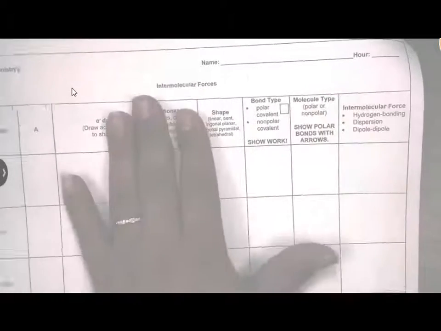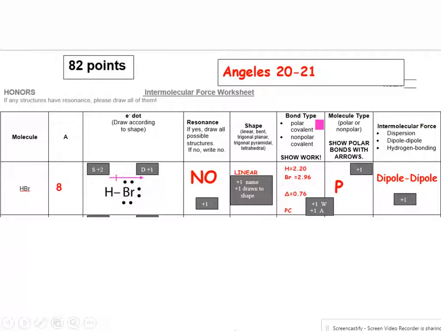So you can pause the video and then resume after you have finished both sides, because now we're going to grade. It's going to be out of 82 points. Make sure you write in red. Okay, now we're going to grade this. So the available electrons aren't worth any points, but go ahead and grade.